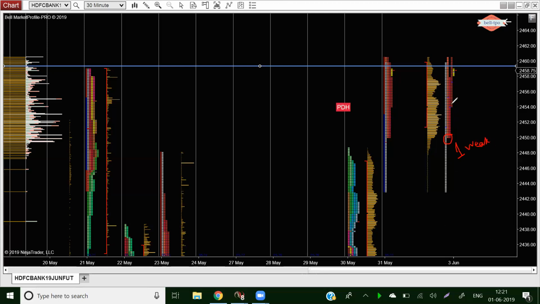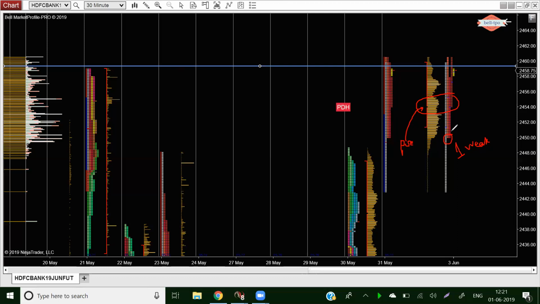And moreover, it took out the poor highs on 21st May, and still we are trading inside that particular range. If buyers are strong, they should have done activity over that poor high above the 21st May profile. But they are doing some kind of activity over here, right? And here is your point of control. The point of control has completely migrated below the 21st May profile. So this market is not going to go up.